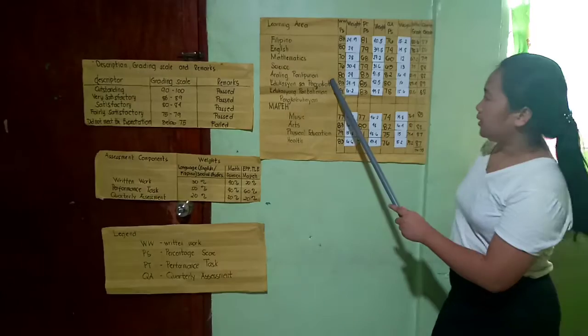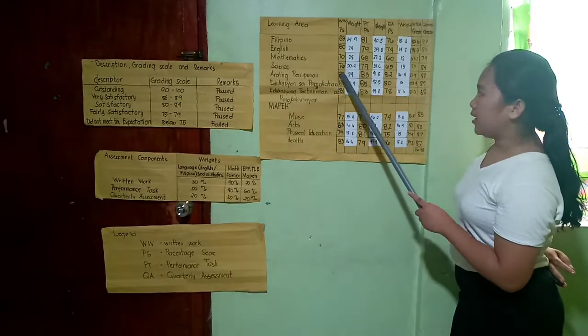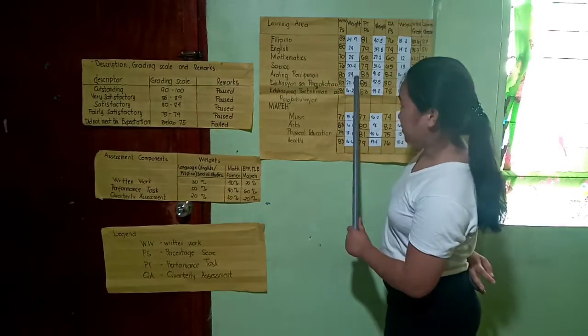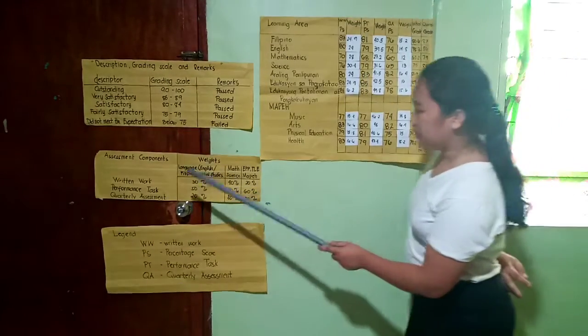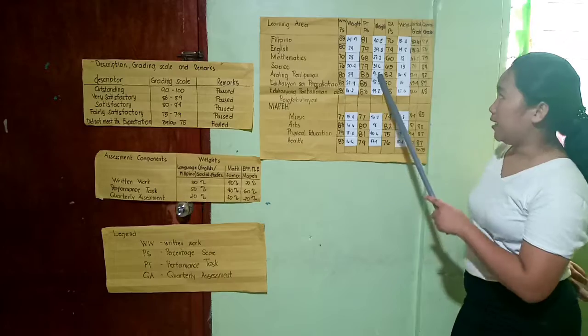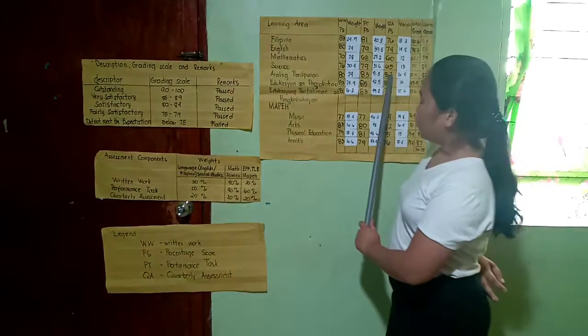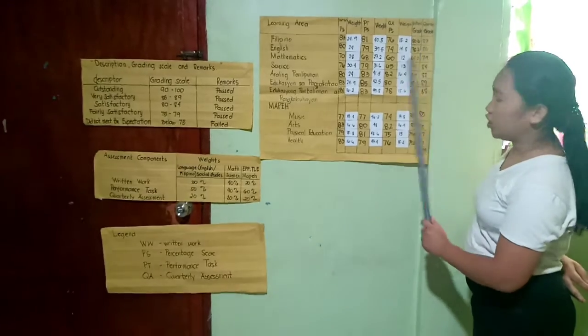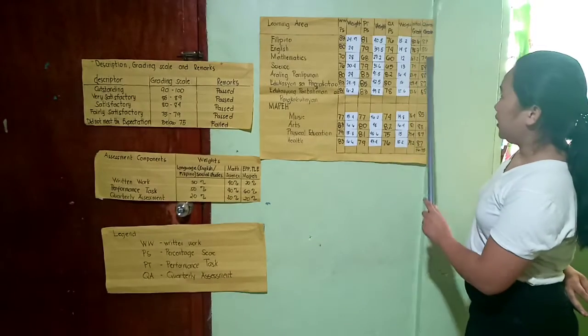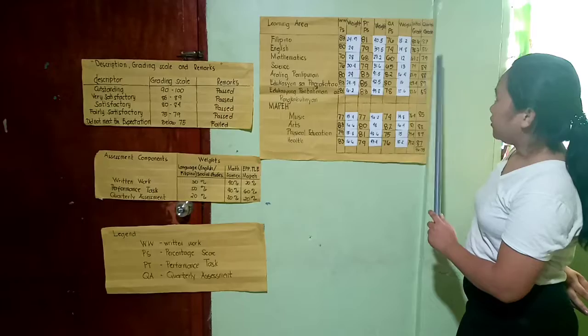In Araling Panlipunan, 80 times 30% is equals to 54. In performance task, 83 times 50% is equals to 41.5. In quarter assessment, 82 times 50% is equals to 16.4. A total initial grade of 81.9. It transmuted into 88 grade of upper grade.